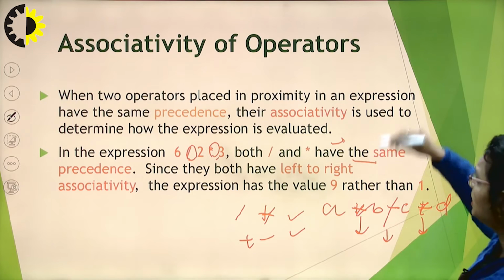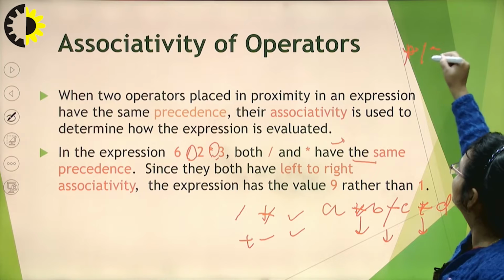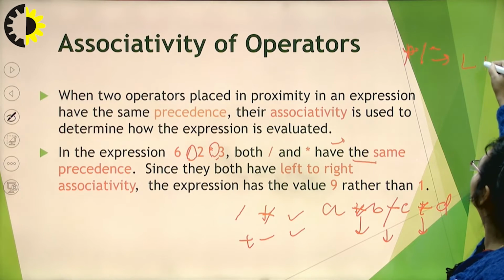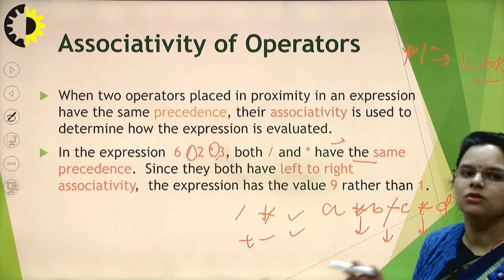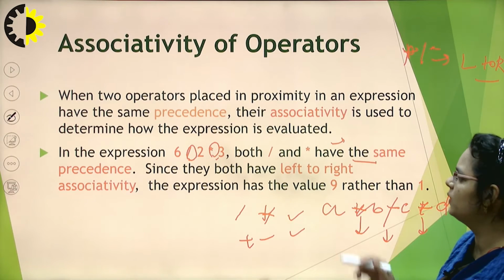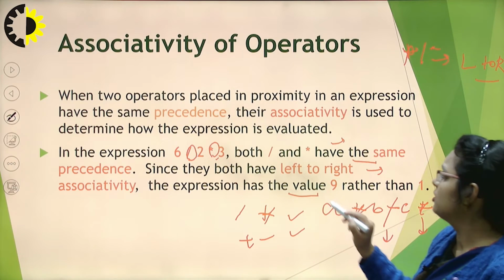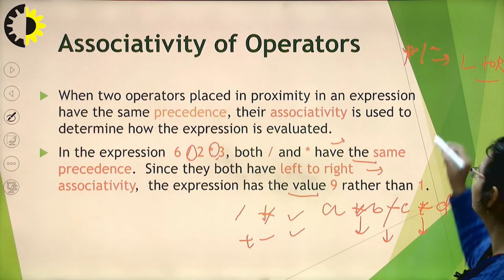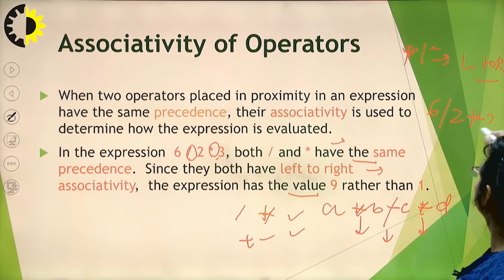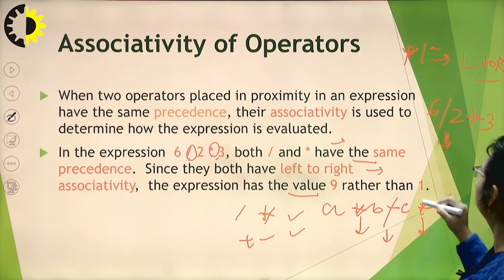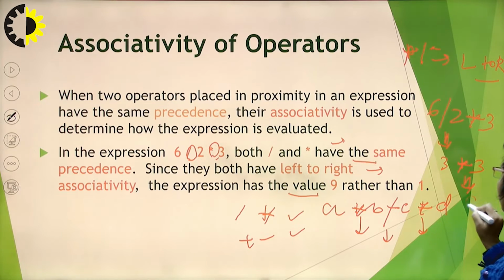In multiplication and division operators, this associativity is from left to right. So when we have two operators of the same precedence, then we evaluate as per the associativity rules. So this expression will have 9 rather than 1. So 6 by 2 star 3: here 6 divided by 2 is 3, star 3, so the answer would be 9.